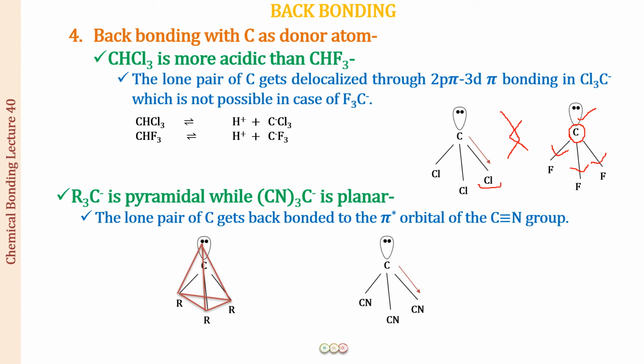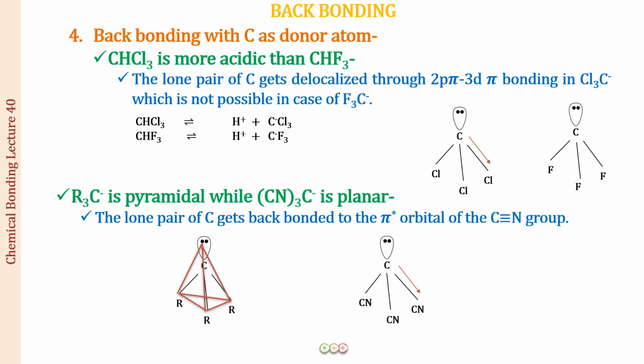Again, this is because of back bonding. Carbon has a lone pair of electrons. Chlorine has empty 3d orbitals. They can participate in back bonding with each other, and hence the electron density on carbon is going to decrease. This lone pair is now stabilized because of back bonding with chlorine, and hence we find that CCl3 negative is more stable than CF3 negative. This is one very important application which comes very frequently in the examination, and it is explained on the basis of back bonding.